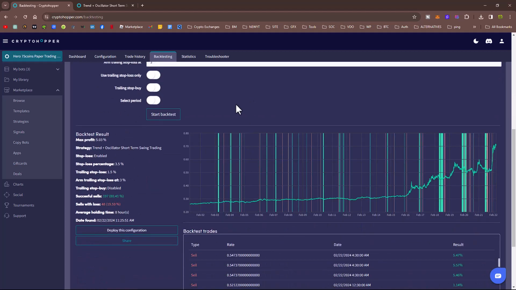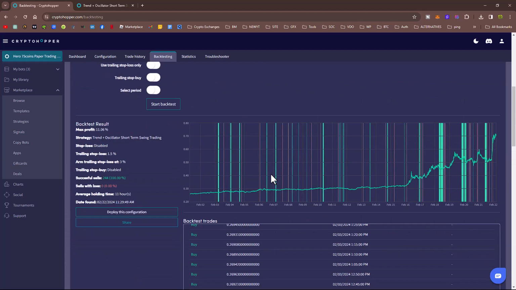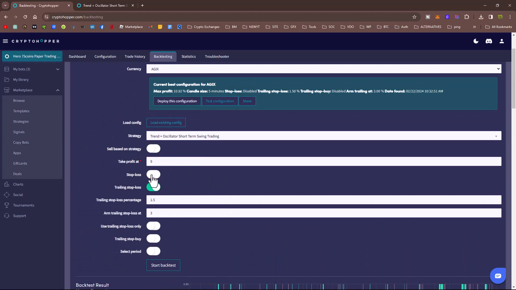I'll stop the video, and when it's finished in 2 minutes I'll start the video again. Nice. As we can see, the max profit was 11.06%, and it had 244 successful trades, 100% wins. Alright, and that is basically because we switched off the stop loss.